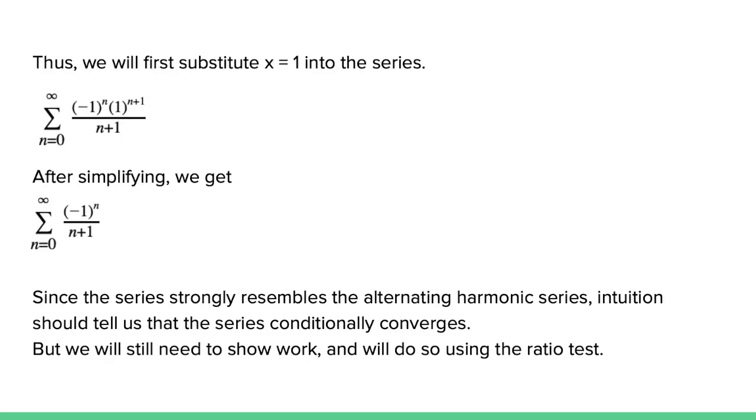After simplifying, we get the summation from n equals 0 to infinity of (-1)^n over n plus 1. Your intuition should tell you that the series conditionally converges, because it's the alternating harmonic series. But we still have to show work, and we will do that using the ratio test.